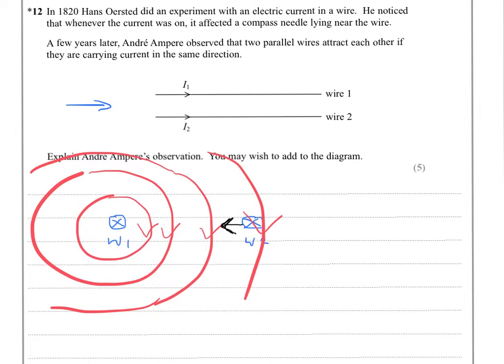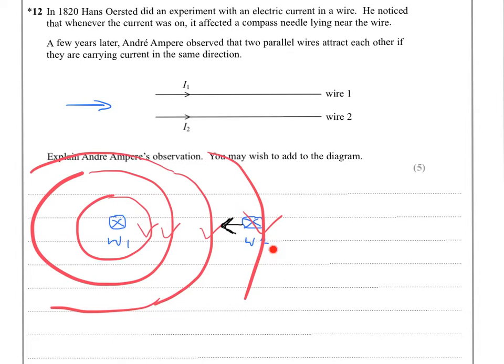So, and it wouldn't matter if you swapped and drew the field belonging to wire 2 and wire 1 in it, we would get the same behavior. Okay, so left hand rule tells us that wire 2 will be pulled towards wire 1, and that's what you need to explain. So you draw the field belonging to one of them, you put the other one in it and do a left hand rule check of what the direction of force is, and you'll find that they're always towards each other.